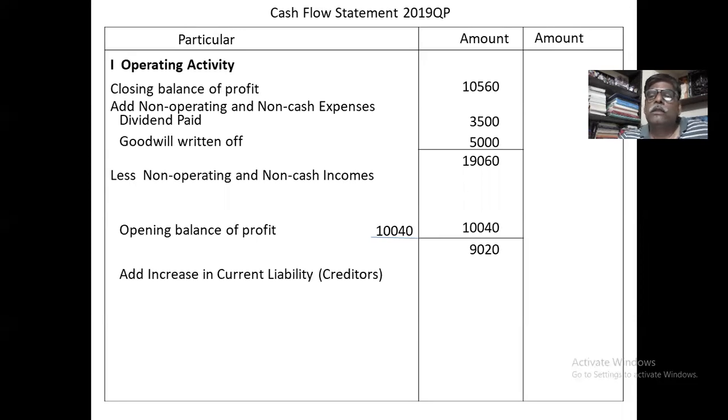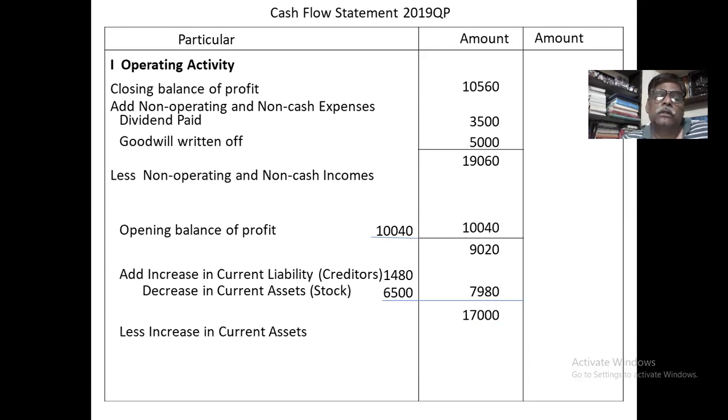Increase in current liability is creditor, 1,480. Decrease in current asset is stock, 6,500. You add these two, 7,980. Okay. If you take the total, 17,000 is the total.